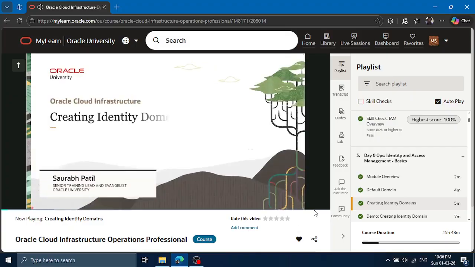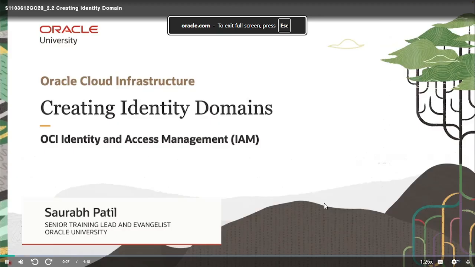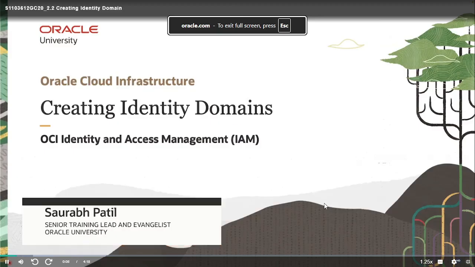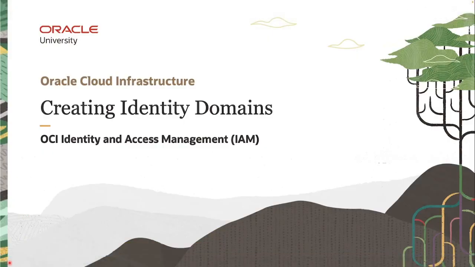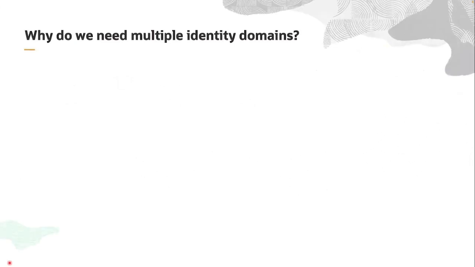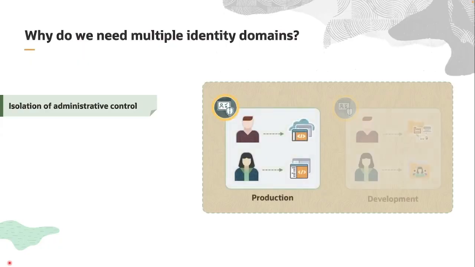Welcome to this lesson on creating identity domains, where we will discuss why we need to create multiple identity domains if we have a default domain, followed by a demo to show the process of how to create them. First, we will understand why we need multiple domains, like for isolation of administrative control, where multiple domains allow for isolation of identities, which is important in a complex cloud environment. They serve as containers, separating different teams or departments and preventing unauthorized access or interference between them.